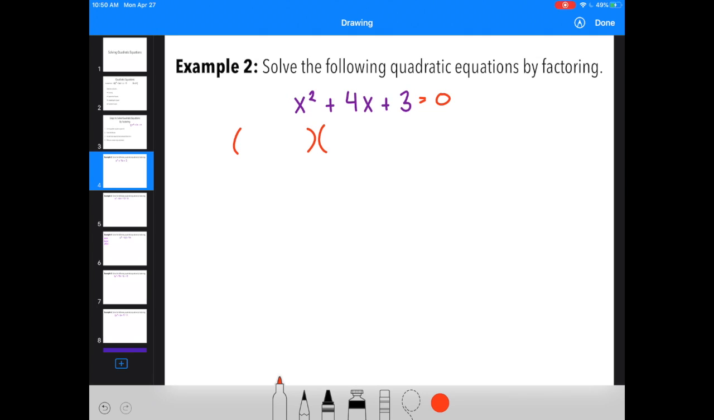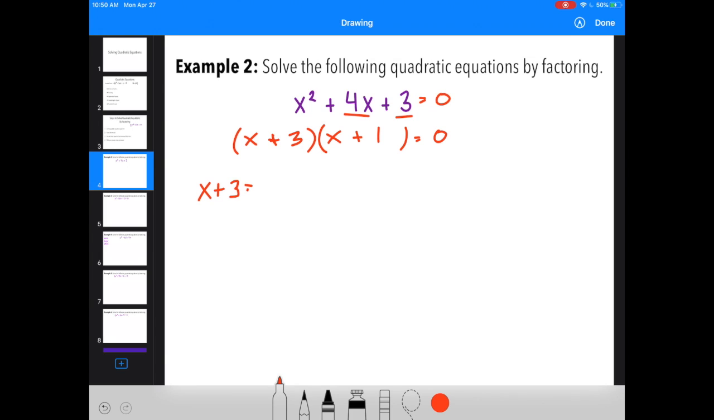Now I'm going to break it up, factor it out. Remember, what's the one thing you always do first before you factor? Do I have a greatest common factor? Well, no, I don't here. So now I break it up. I need to figure out what adds together to equal 4 and what multiplied together equals 3. Well, 3 plus 1 equals 4. So I'm going to say x plus 3, x plus 1 equals 0, because 3 times 1 is 3, and 3 plus 1 is 4.